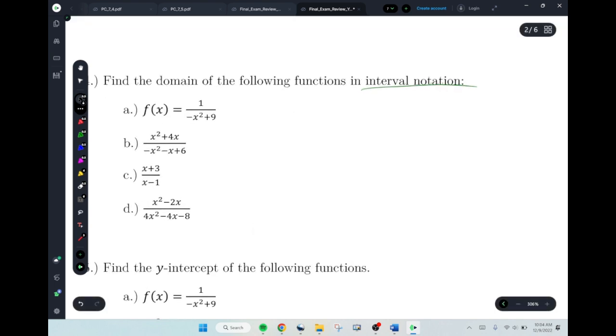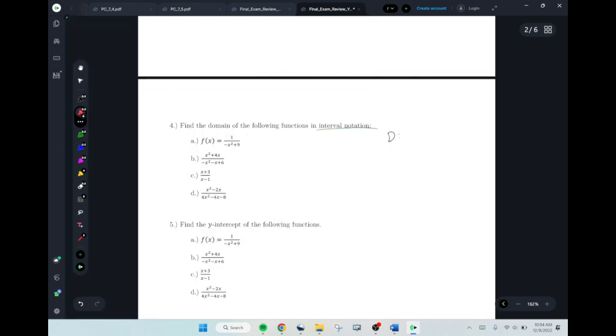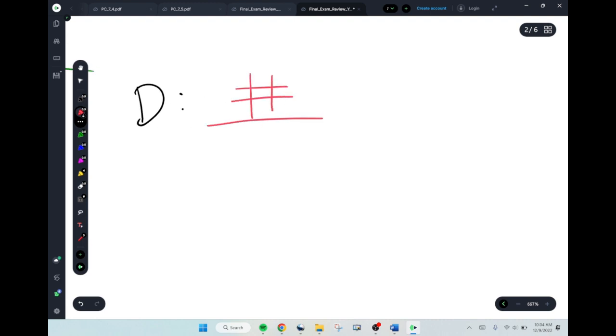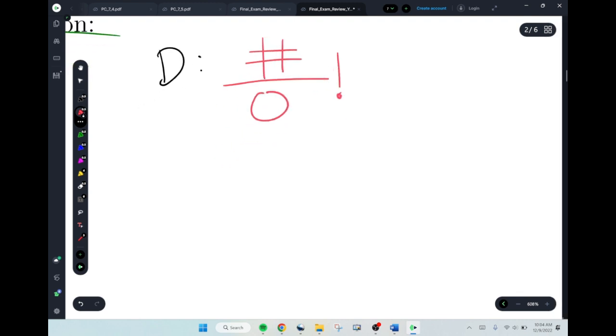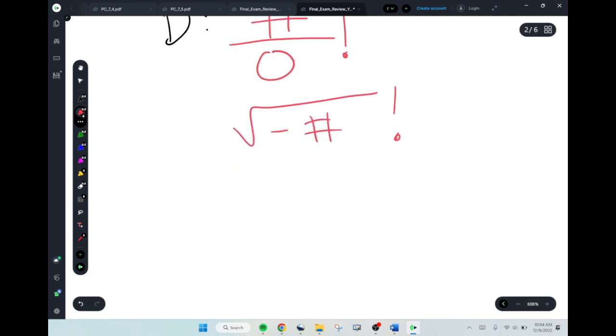So domain only has three bad things, right? Let's just make a note of those three things, even though this problem only seems to have one. What are the three bad things for domain? It looks like on the calculator section, number 4. The domain has three bad things. What are those three bad things? Any number over 0, bad. What else is bad? Square root of a negative number, bad. What else is bad?